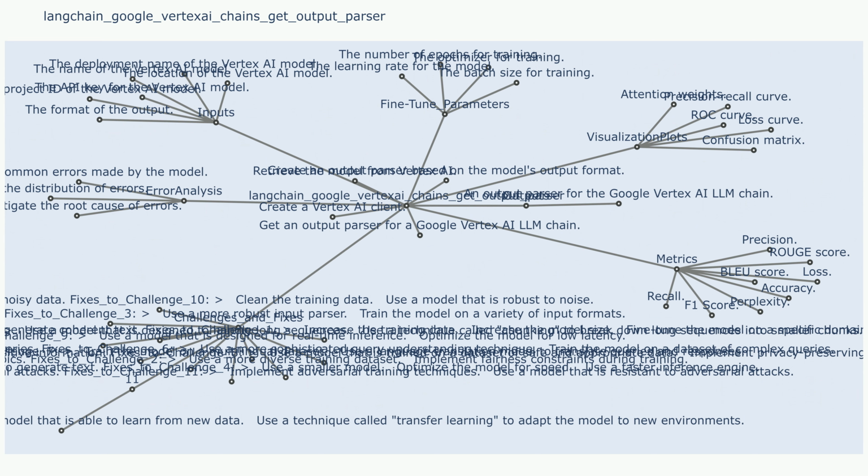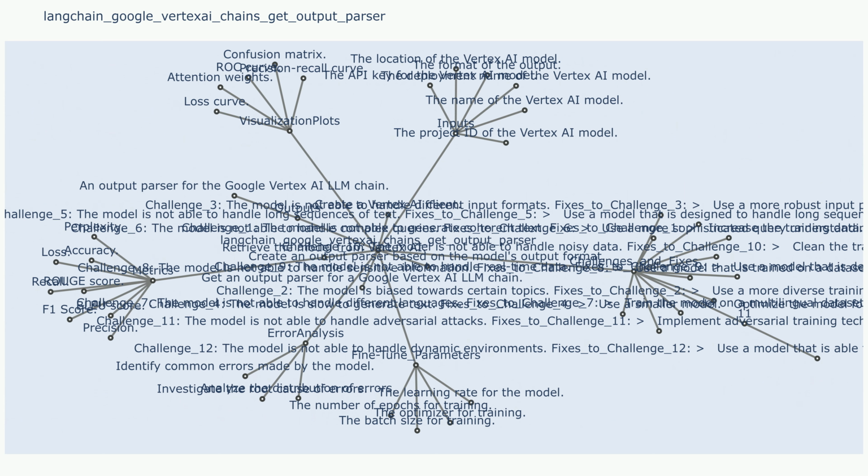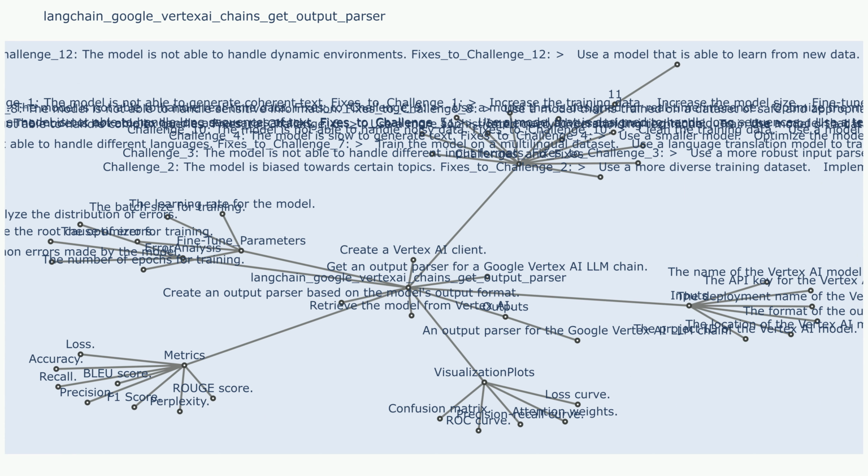Metrics: output accuracy measures the correctness and relevance of the extracted information in relation to the original model output. This metric helps evaluate the effectiveness of the output parser in accurately representing the model's results. Parsing efficiency assesses the speed and computational cost of parsing the model output. This metric is important for optimizing the performance of the output parser, especially in real-time applications.